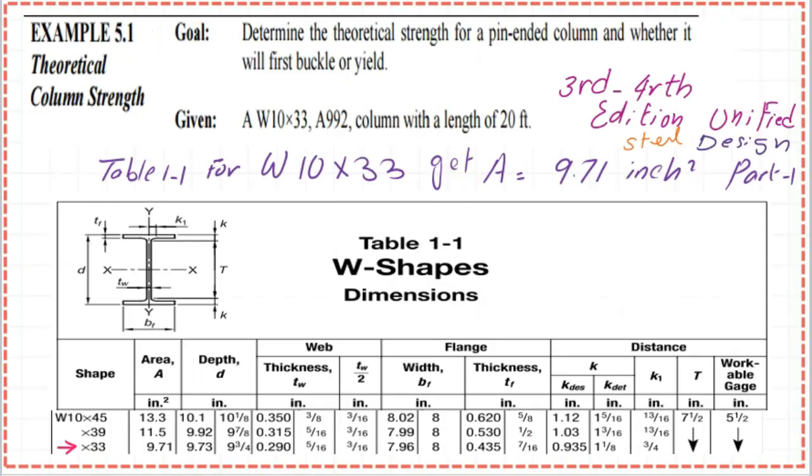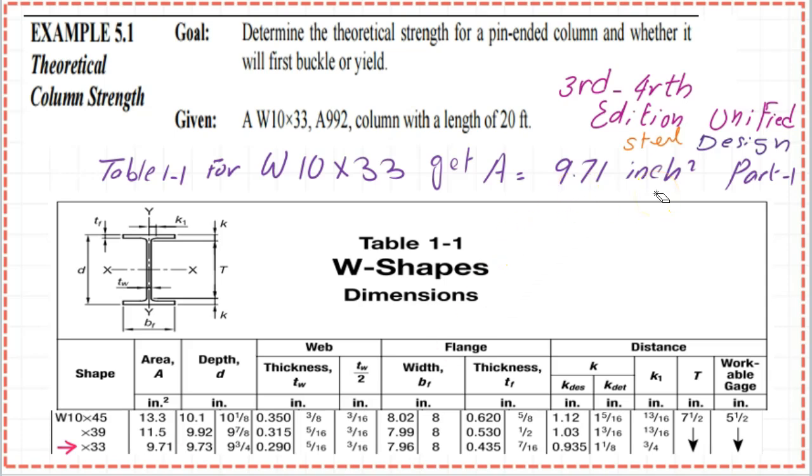Okay, we check solved problem 5.1. The goal is to determine the theoretical strength of the pinned-ended column and whether it will first buckle or yield. This is table 1-1 for the W sections. Our section is W10x33. From part 1 of table 1-1, we have W10x33. There is no c footnote, which means that this column is not slender, and we can get all the necessary information we need. The first part will give us the gross area of the column as 9.71 square inches.